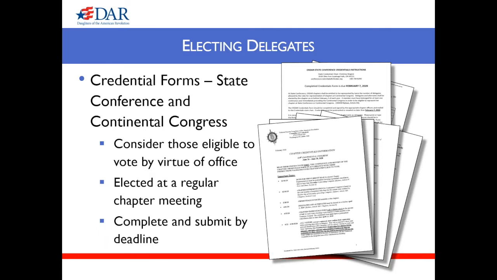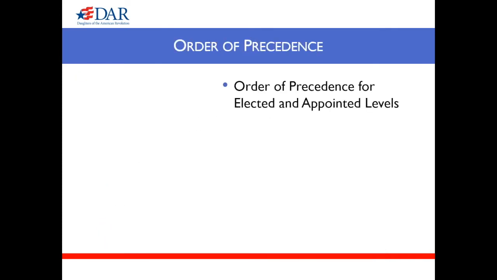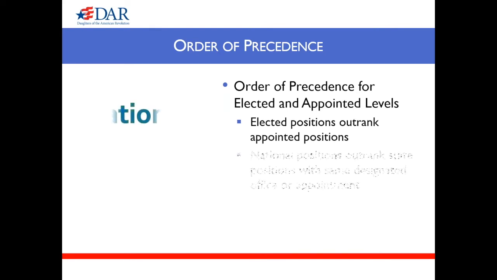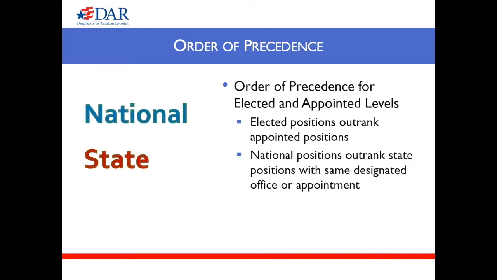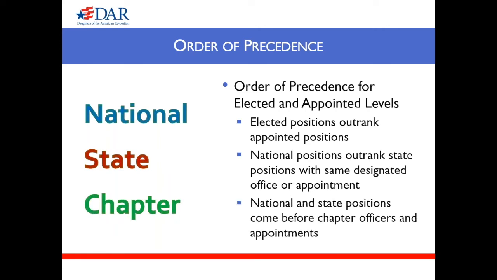Next, we will cover the order of precedence. One of the primary concerns of the Protocol Committee is the order of precedence for elected and appointed levels. Elected officers outrank appointed positions. National positions outrank state positions with the same designated office or appointment. Both national and state positions come before chapter officers and appointments.